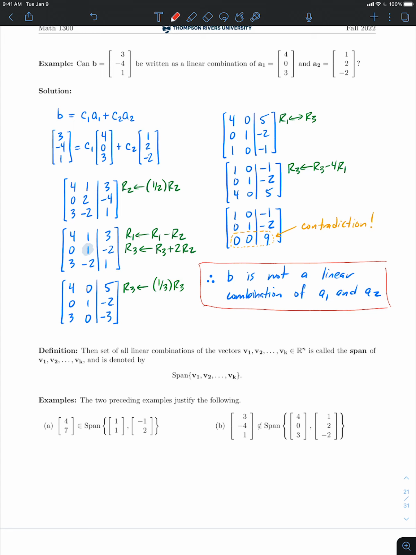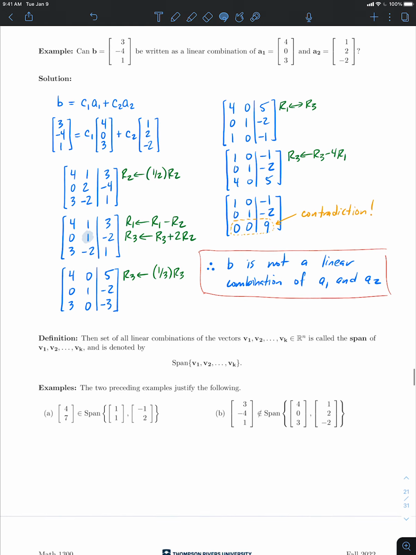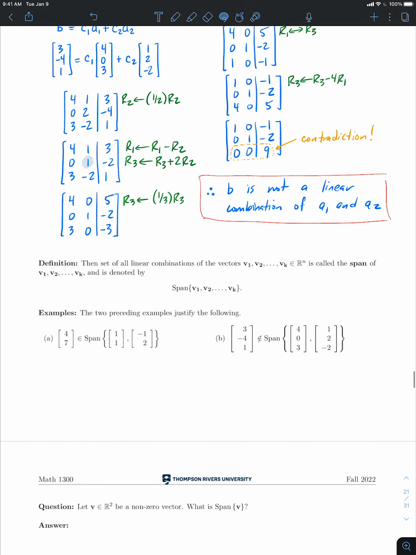So next we're going to introduce what's called a span. And like a lot of things, this requires some setup. So we're going to start with a list of vectors. Okay, so we've got vectors v1, v2, all the way up to vk, and they're all vectors in Rn. So remember how to interpret this, right? K is the number of vectors in the list, and n is the number of coordinates.